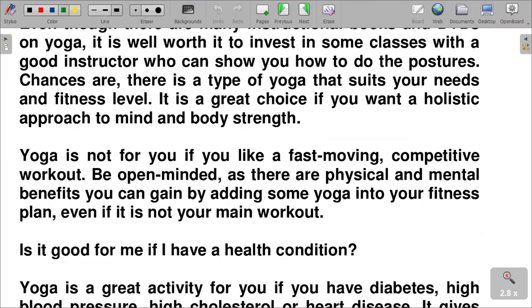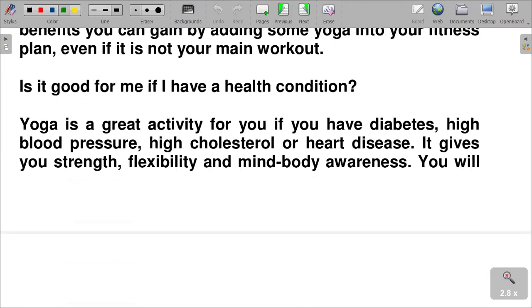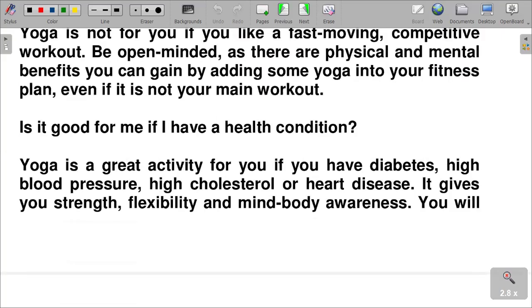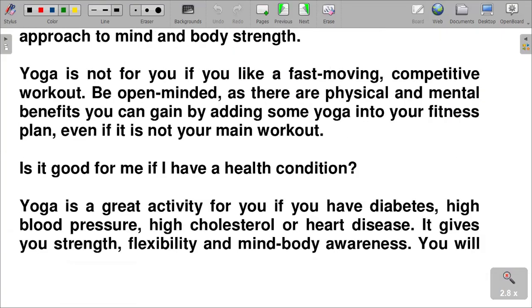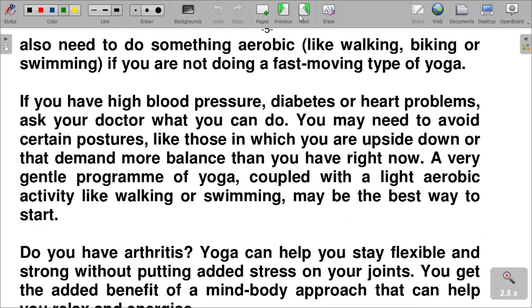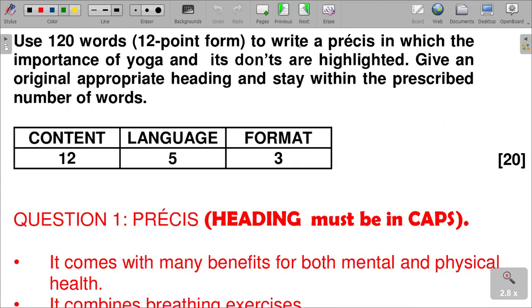So I read through this article. You read all of it. It's so long, but that does not mean that you should not read all the comprehension that is attached there. You need to read all of it. So having said that, we are saying use 120 words. Use 120 words.